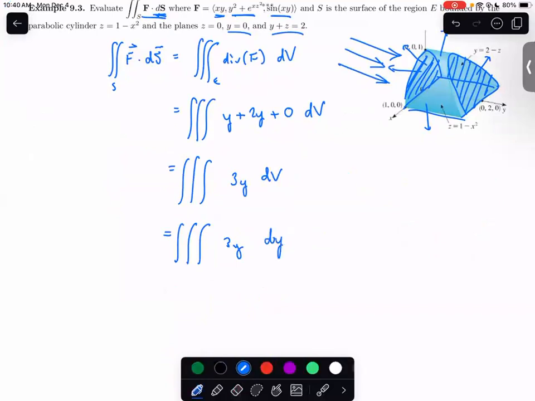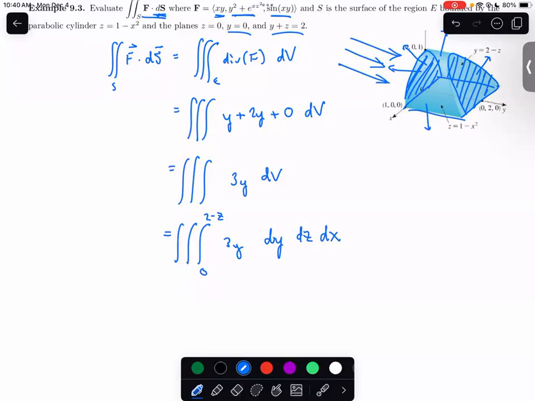I want to do dy first, and then I'm not sure yet, but maybe dz is going to be fine next, and then dx. I'm just going to write something down, and I can just erase it and change it if I don't like it. So I'm going to enter in through y equals 0, and I'm going to exit through y equals 2 minus z. So that's my entrance and my exit there.